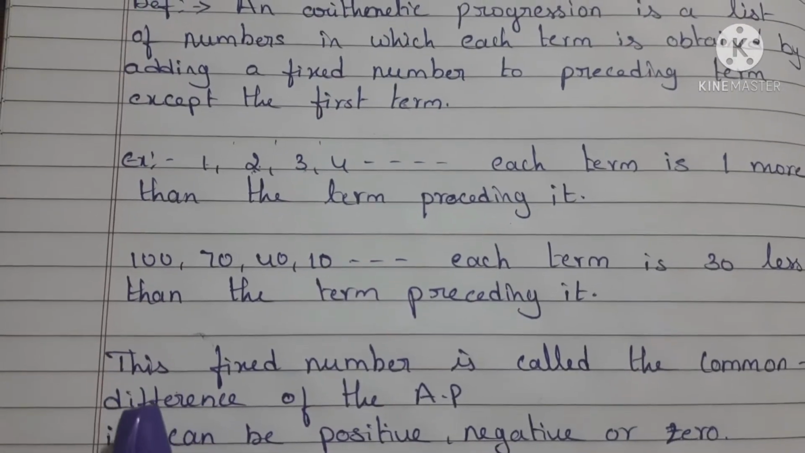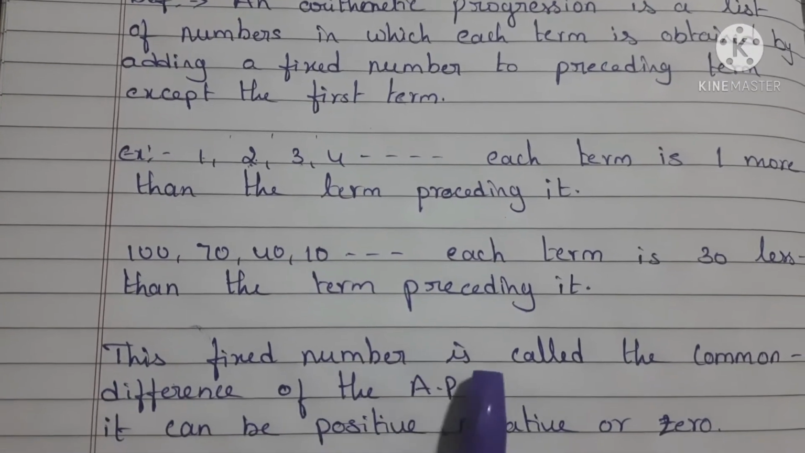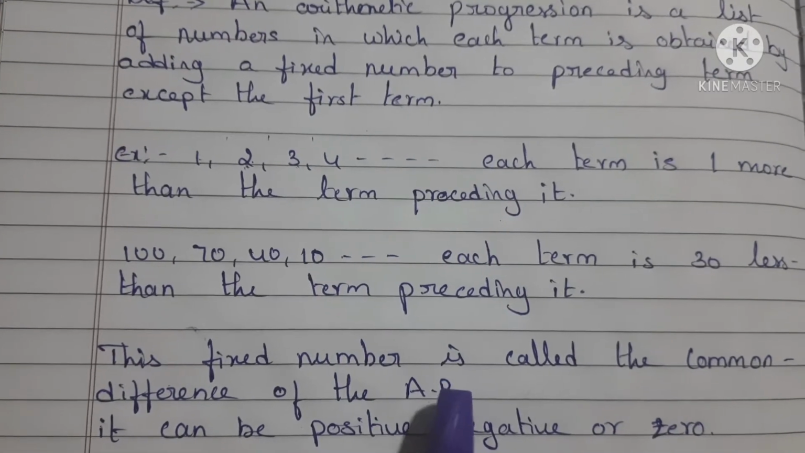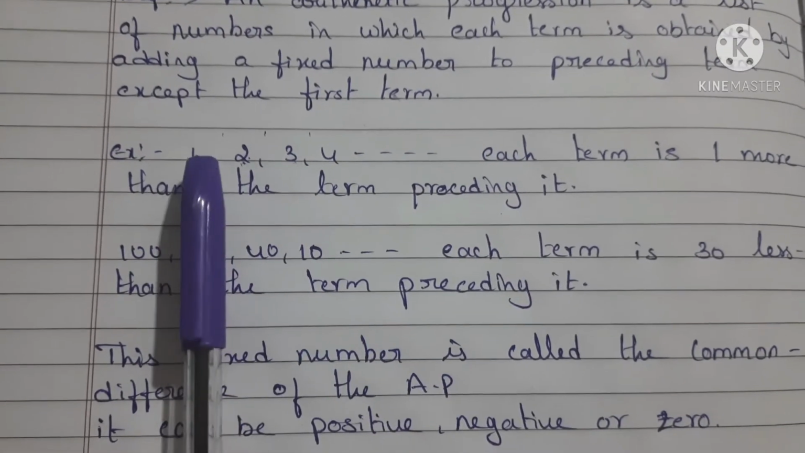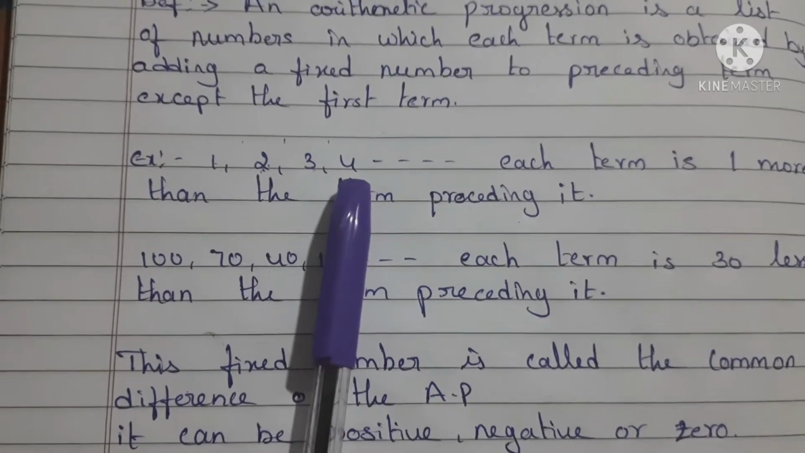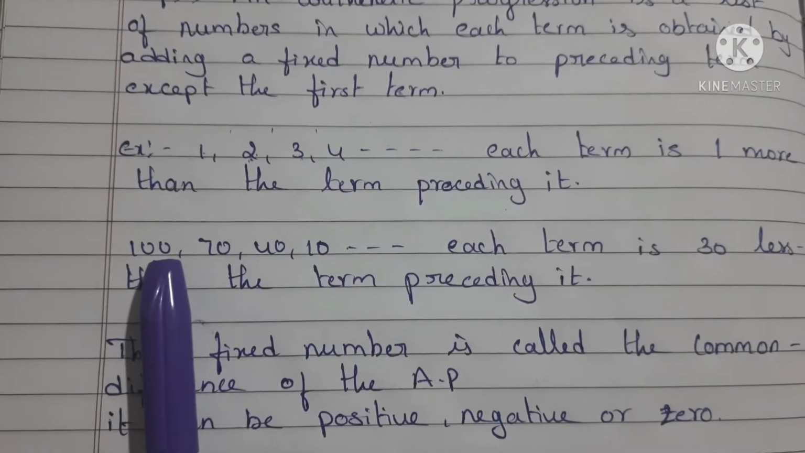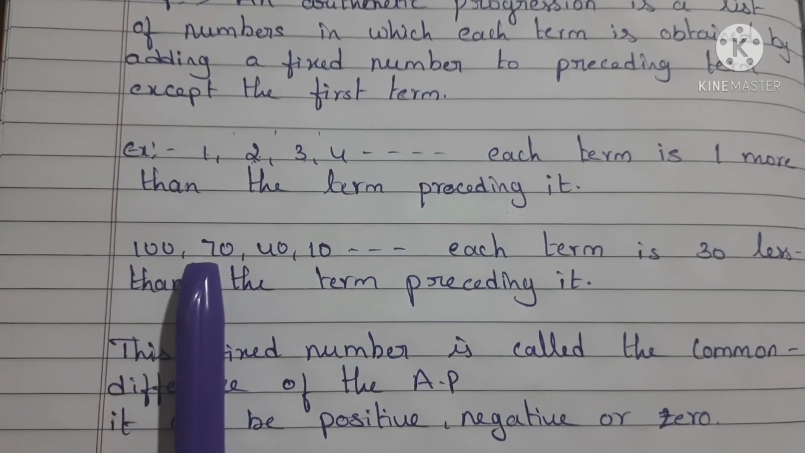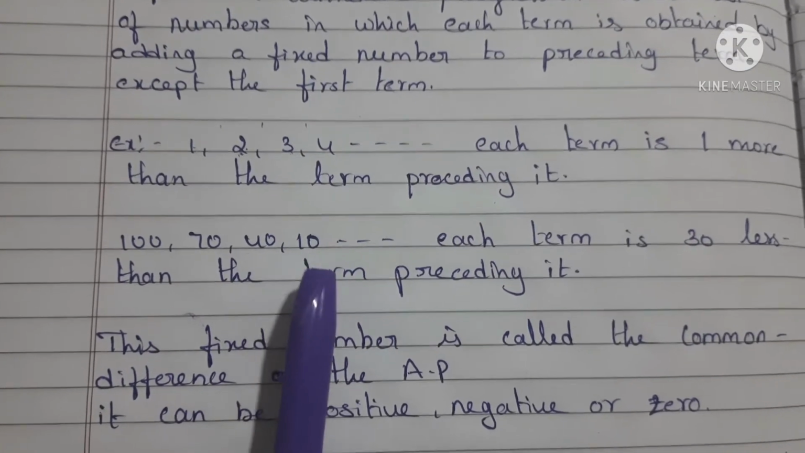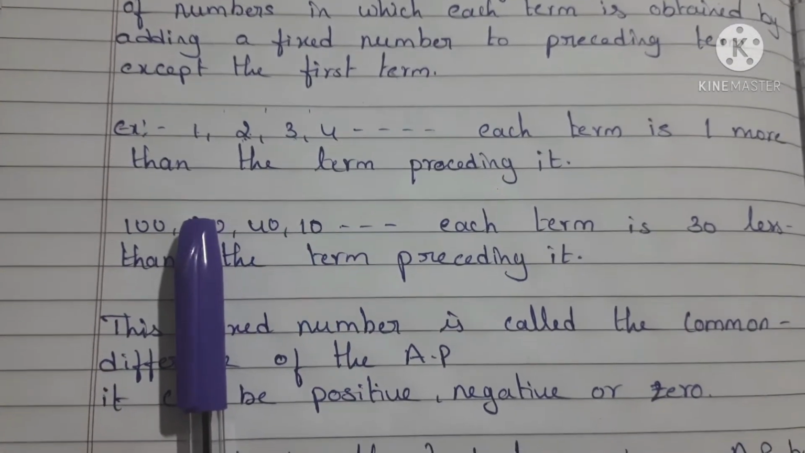Now what is the common difference? The fixed number is called the common difference of the AP, arithmetic progression. That means here 1 plus 1 is 2, 2 plus 1 is 3, 3 plus 1 is 4. Here the common difference is 1. And in this example, 100 minus 30 is 70, 70 minus 30 is 40, 40 minus 30 is 10. In this sequence, 30 is the common difference.